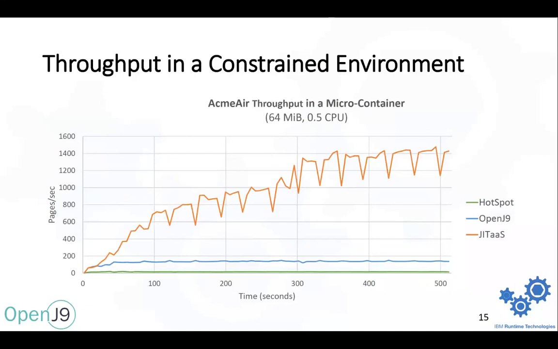It's barely doing anything. Compare that to the JIT as a service JVM, which actually does manage to do a significant amount of work. It manages to reach a significant amount of throughput, and you can actually see some spikes in the performance, and that is due to garbage collection kicking in every once in a while. But by and large, this configuration, JIT as a service JVM, actually does manage to do some work.